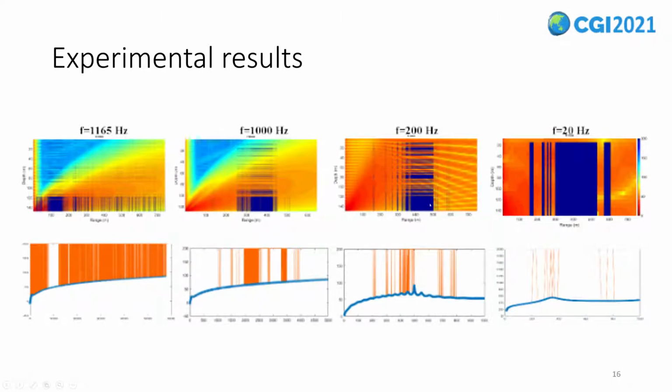This figure shows the superposition of three scattering effects when the frequency is f equal 1165 Hz, f equal 1000 Hz, f equal 200 Hz, and f equal 20 Hz. Sound field diagram is used to represent the sound pressure loss in the scene. The color change is in direct proportion to the pressure loss.